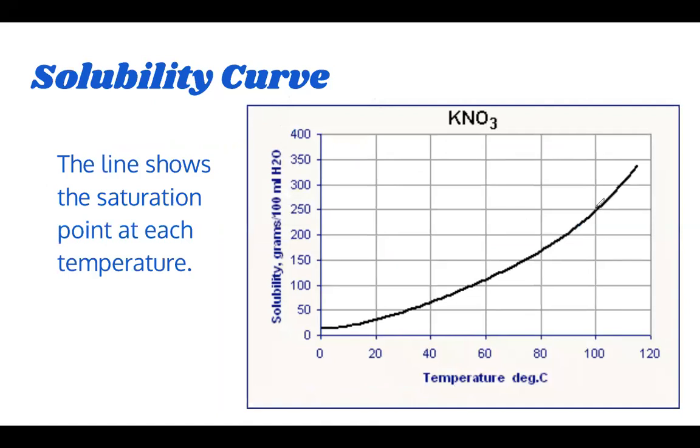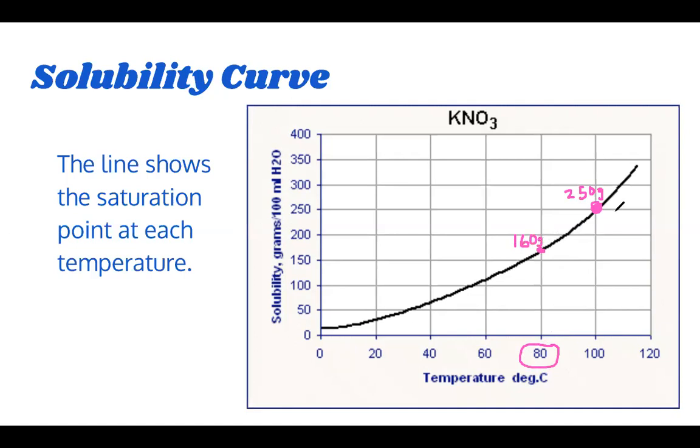Let's say we have a saturated solution at 100 degrees, meaning it is at its saturation point. It's at that line. That is 250 grams it would have dissolved. We are going to cool our solution down, and let's say we cool it down now to 80 degrees. Well, if we look, the saturation point at 80 degrees is around maybe 160 grams.